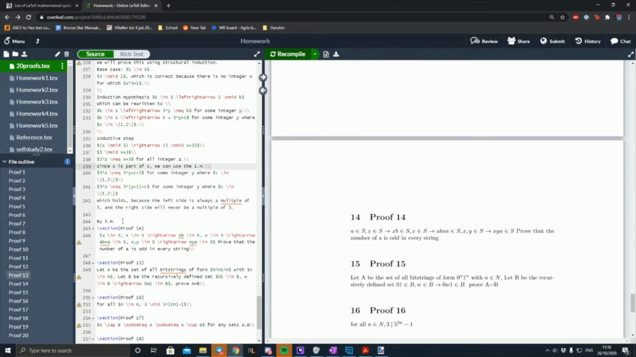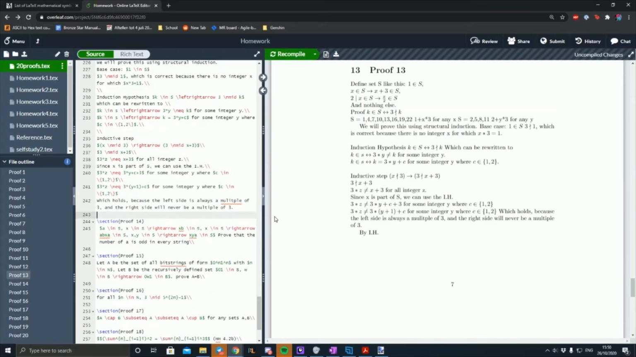Okay. Also, wait. There is this line where you say inductive step, and then you have x divides 3 instead of 3 does not divide x. Yeah, I messed that up a lot. Thank you for correcting me. You also use divide on the right side. I think that's it. Yeah.